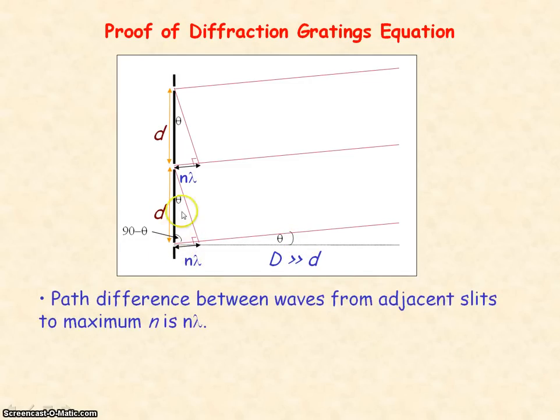The path difference between waves from adjacent slits to reach maximum n is then n lambda. So we can use trigonometry for this right angle triangle. Relative to the angle, the path difference n lambda is opposite, and distance d is the hypotenuse. So we've got opposite and the hypotenuse, so we can use the sine term. So sine of theta is the opposite, which is n lambda, divided by the hypotenuse, which is our distance d. So remember, this angle theta is for maximum or diffraction order n.